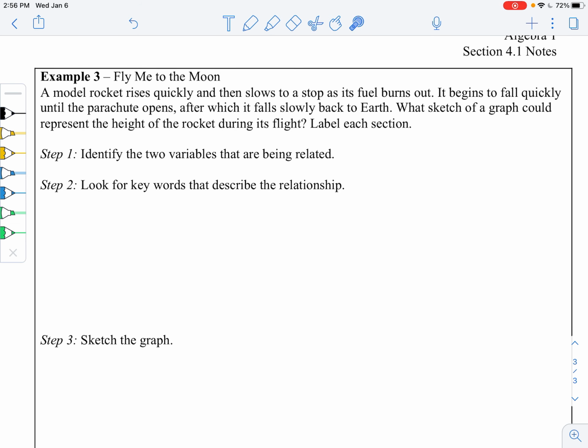So anyway, if you have a model rocket, and it rises quickly, by the way, I'm going to highlight the important parts as we go. It rises quickly, and then slows to a stop as its fuel burns out. Then it begins to fall quickly until a parachute opens. After which it falls slowly back to Earth.